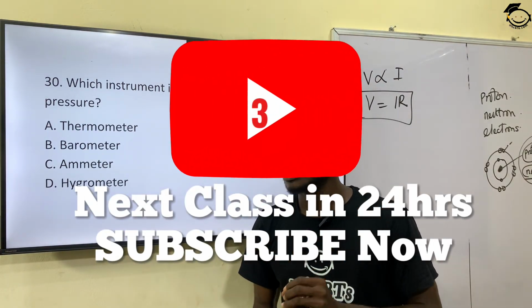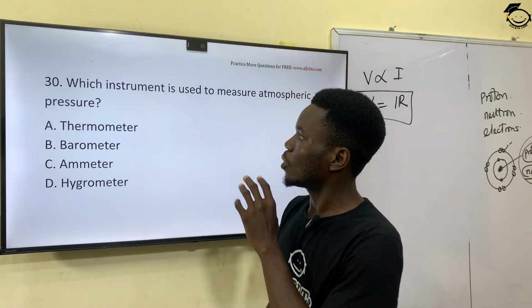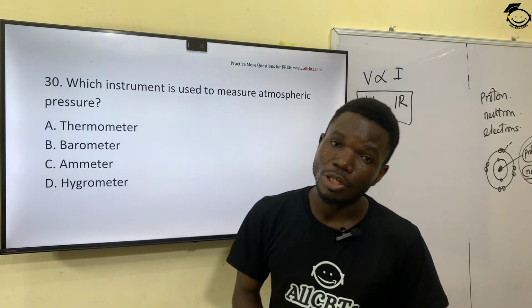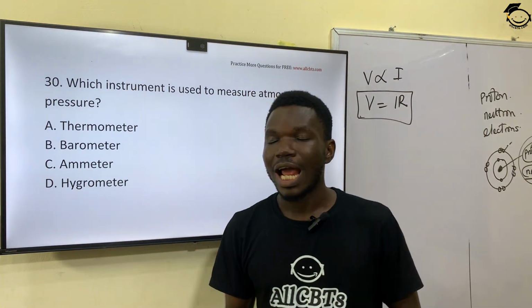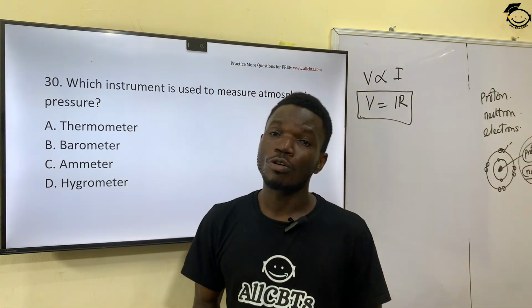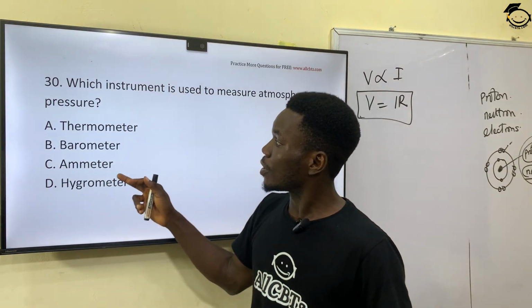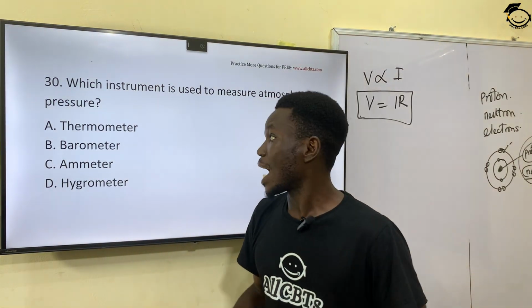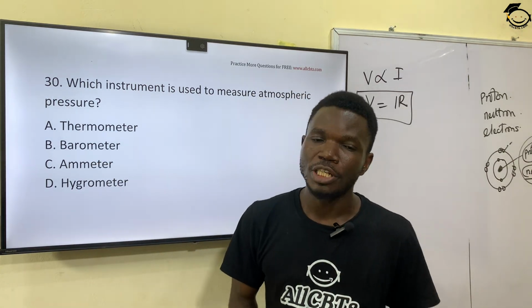So that takes us to the next question, which says, which instrument is used to measure atmospheric pressure? Option A there says what? Thermometer. The thermometer is used for measuring temperature. Option D there said hygrometer. The hygrometer is used for measuring relative humidity. And then we have option C, which says what? Ammeter. The ammeter is used for measuring current. And then the last one, the barometer, is used for measuring atmospheric pressure.